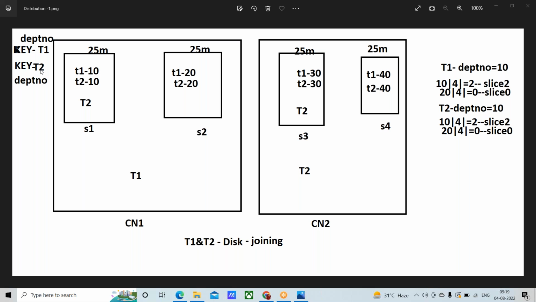How to understand? For example, you have an employee table. The employee table has, let's say, 10 million records, or let's say you take any table, let's say the employee table has 100 million records. You take 100 million records.